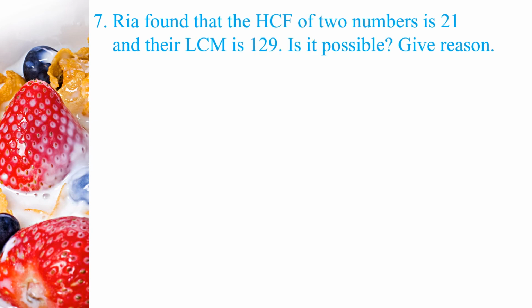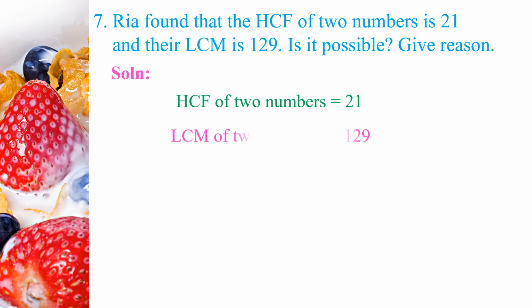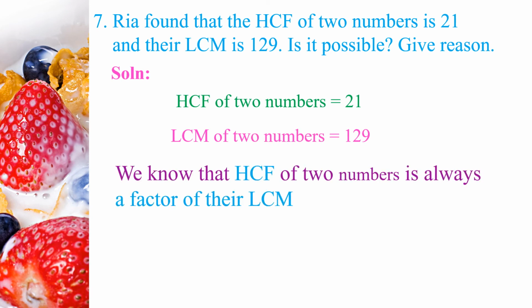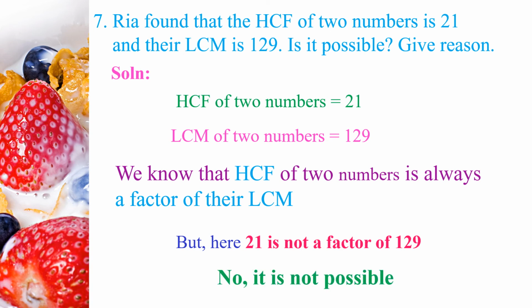Ria found that the HCF of two numbers is 21 and their LCM is 129. Is it possible? Give reason. HCF of two numbers is 21. The LCM of two numbers equal to 129. We know that HCF of two numbers is always a factor of their LCM. But here 21 is not a factor of 129. No, it is not possible.